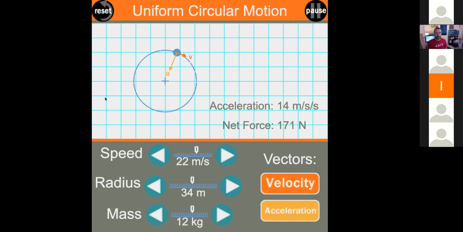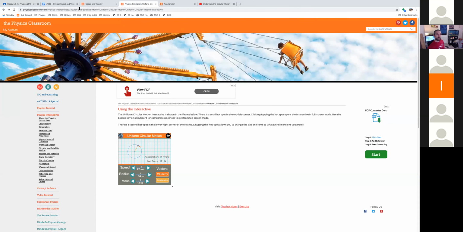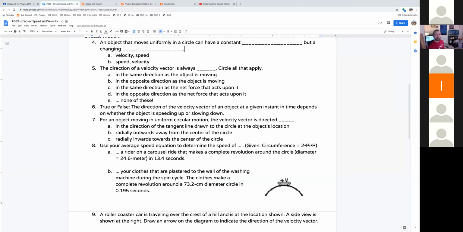Right? And that 90-degree angle is going to be very helpful when we start calculating, because that's our triangle. Does that mean there was only one answer to question 5? Correct. The only one that was correct was A. Okay? The velocity and the net force are perpendicular to each other.